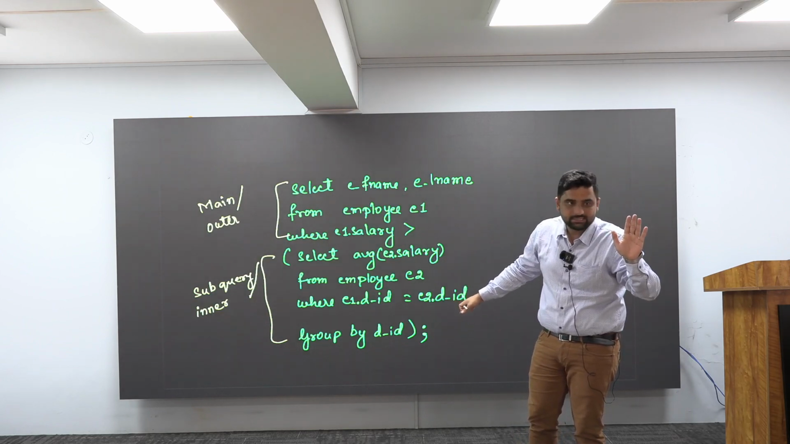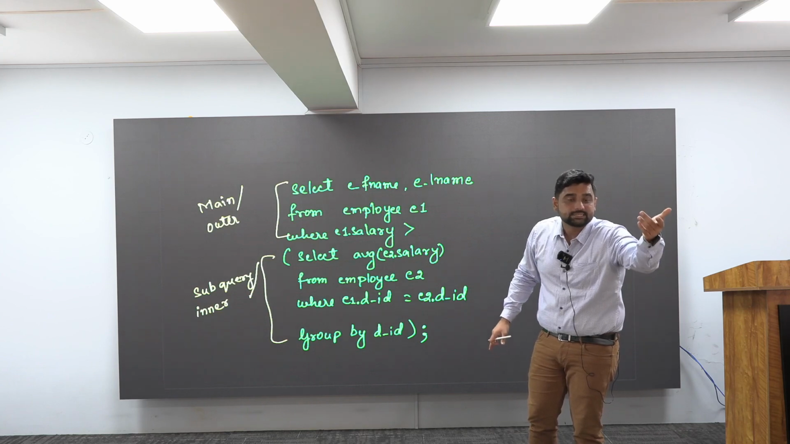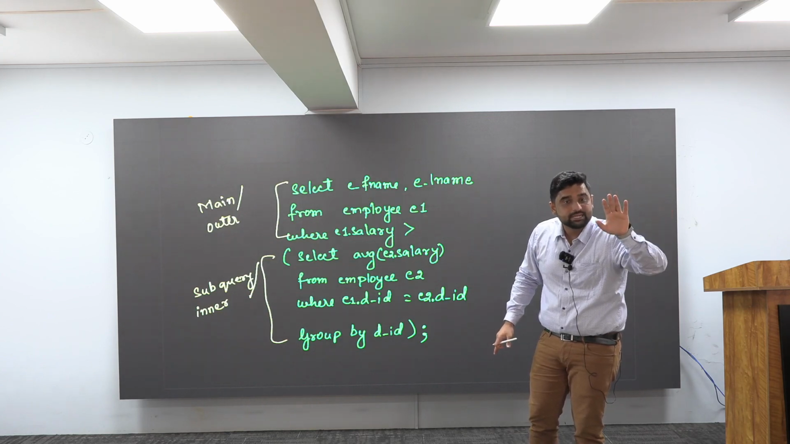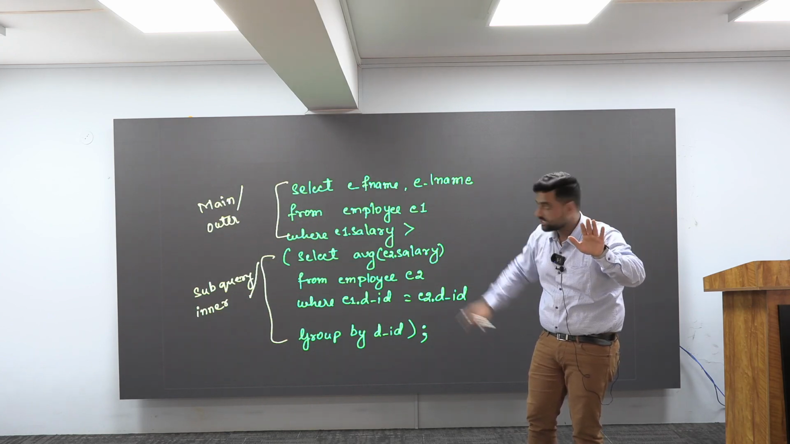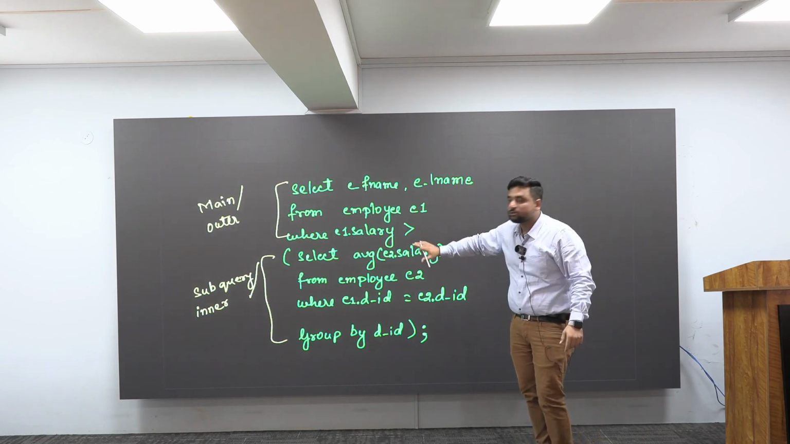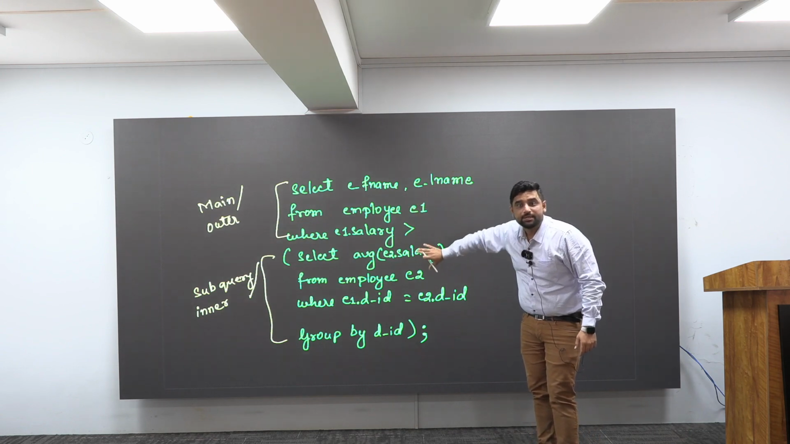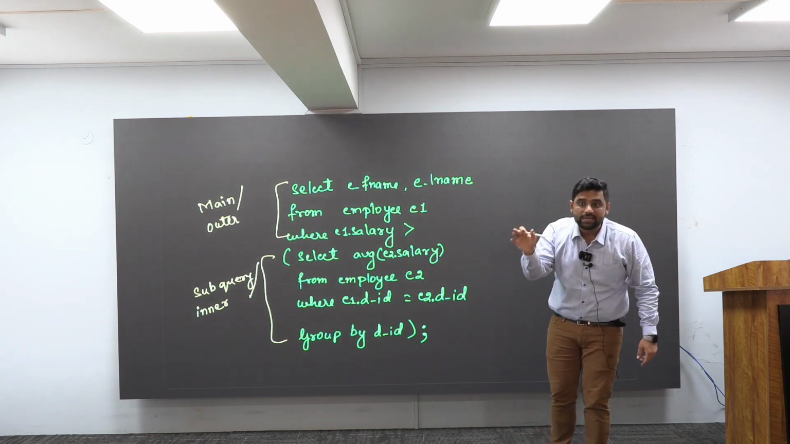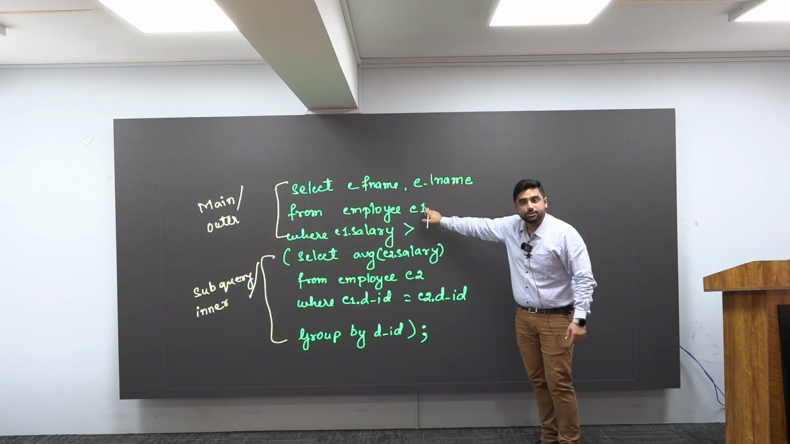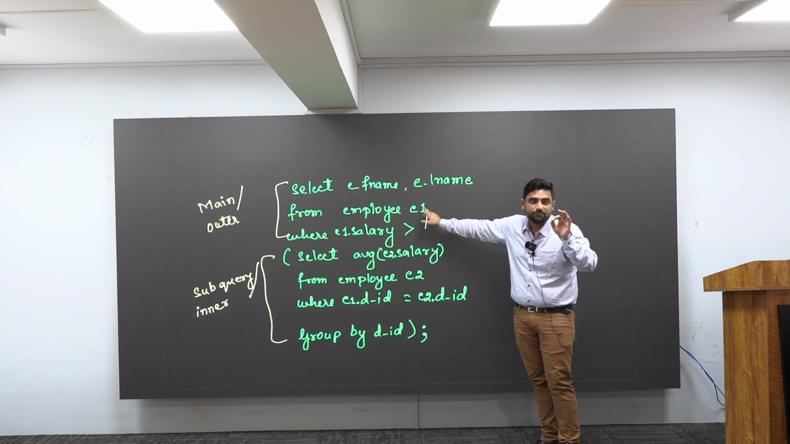Understood? What you can consider them? Non-correlated subqueries. Why? Because in whatever query you have solved before this, your subquery is not dependent on your outer query. But why is this correlated? Because your subquery is completely dependent on your outer query. Understood, friends? Everyone? And that is how you have to write.